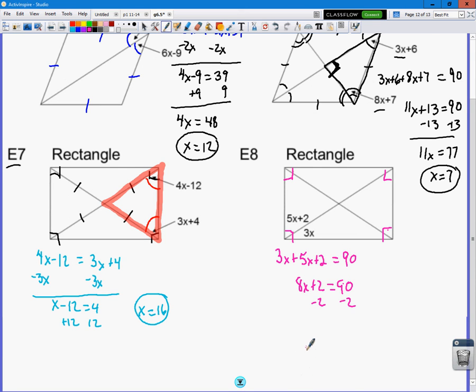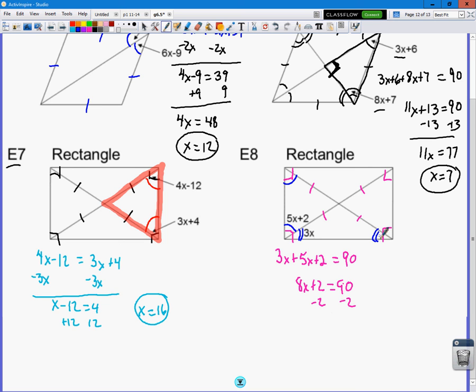Why aren't they going to equal each other? If this was a square, they would equal each other. If it was a rhombus, they would equal each other. Because it's a rectangle, the only thing that I know is that all 4 of the angles are 90 degrees. And I know that all of the diagonals were congruent, so each of the pieces were the same. So although I know that this angle is the same as this angle, I don't know its relationship to this angle.